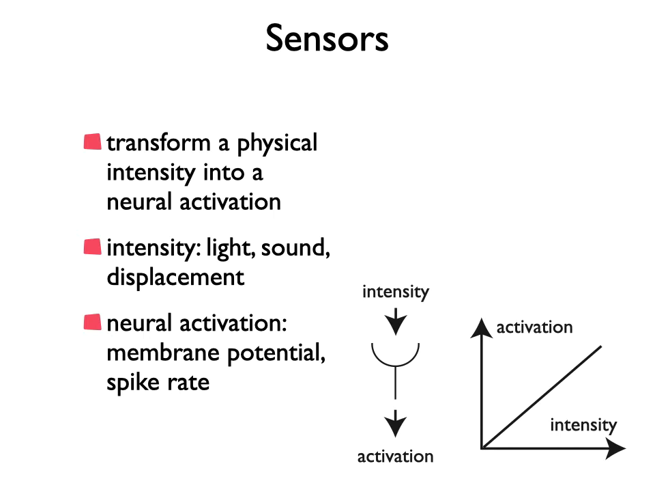This kind of translation in the periphery is sometimes called rate code, because if you think of activation as being a rate, then it's a unique rate for every intensity. So the intensity is encoded in the rate. But that's not something that we'll be concerned with much.